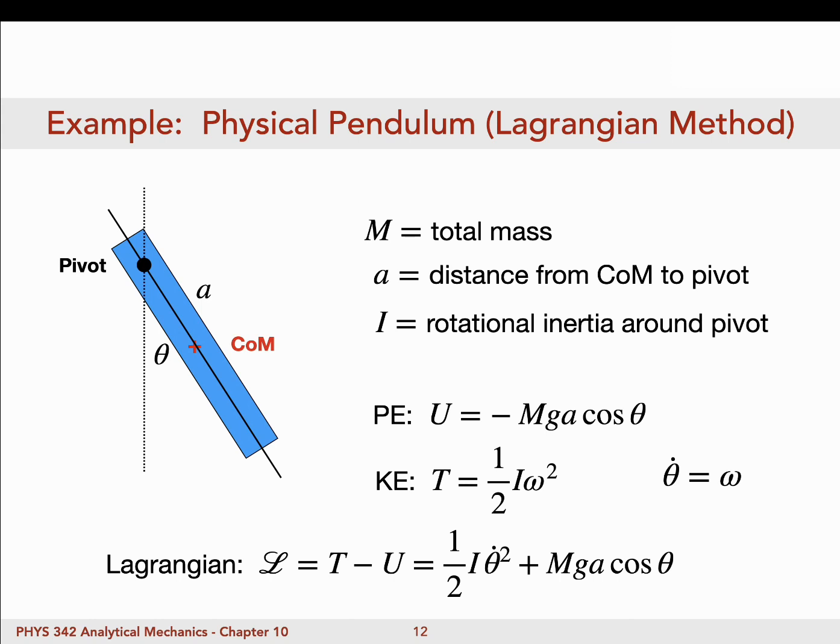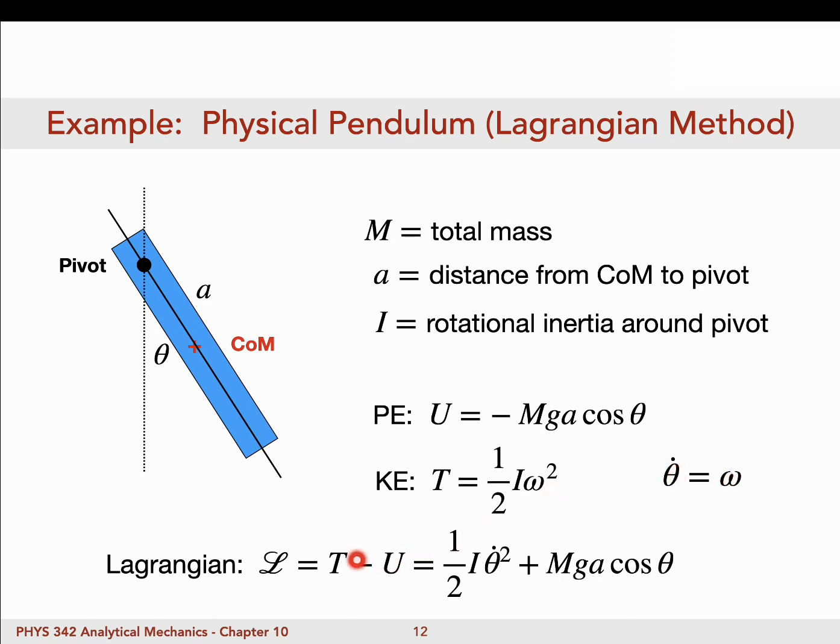We could also go through and analyze the problem using Lagrangian techniques. Since we've been doing that, I'll just briefly show the results. We haven't calculated the potential energy yet, so you could figure it out just from the height of the center of mass point. It would be negative mga cosine theta, this height right here down to the center of mass point. The kinetic energy is 1/2 I omega squared, where omega is theta dot.